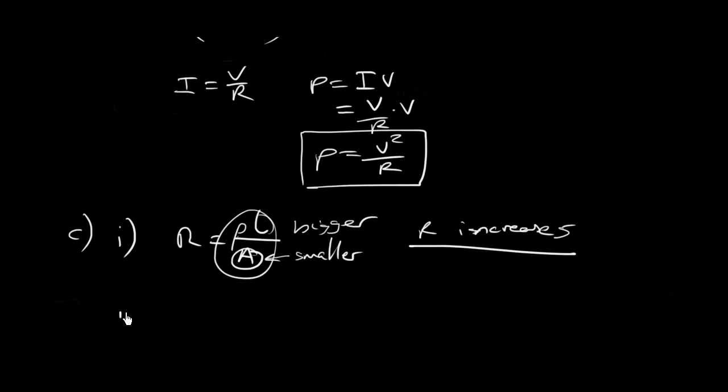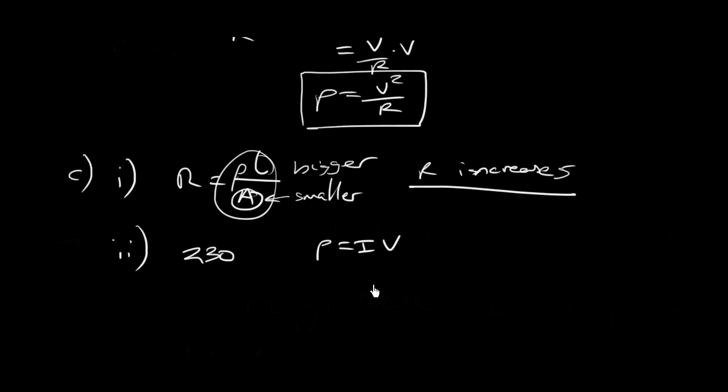And in part 2, it's power output. So how do we find what will be the effect on the power output? The hint is that the potential difference across the bulb remains at 230 volts. So that remains, and power is equal to IV. So V stays the same. So what happens to the current?